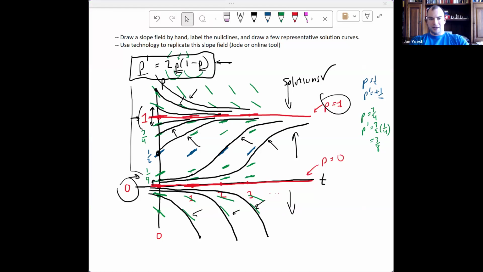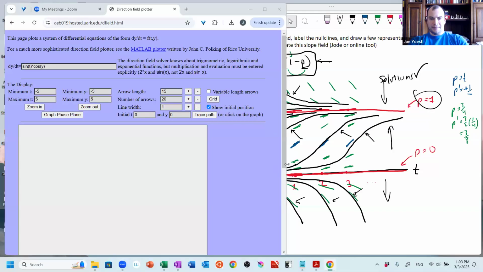Okay, let me pull up a website here. I'm going to pop the website into chat. There are several of these online. I like this one. There, I popped the website into chat. Oh, let me switch my share as well. There we go.